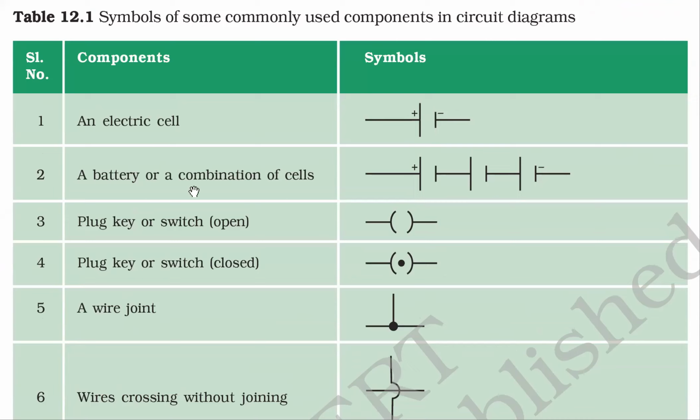A battery is actually a combination of cells. So when 2 or 3 cells are connected together, this is a battery. Suppose this electric cell is 1.5 volts. If we connect 3 such cells of 1.5 volts each, what will be the resultant? Anybody? 1.5 volt, 1.5 volt, 1.5 volt, three cells connected to make a battery. So this will be 4.5 volts.